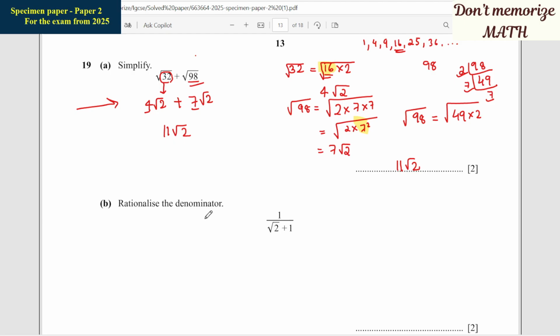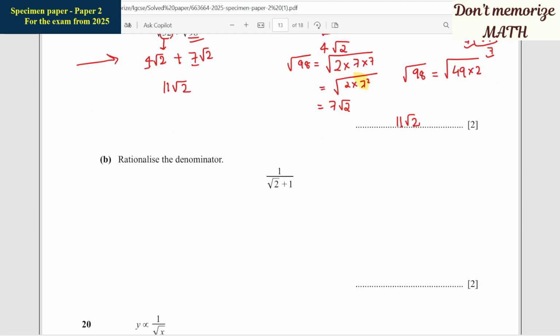Then the next question, from part three, is rationalizing the denominator. So how can we rationalize the denominator? First of all, I will tell you what we mean by rationalizing the denominator. You can see for this fraction, in the denominator you have a surd. We need to remove the surd from the denominator, and that is called rationalizing.